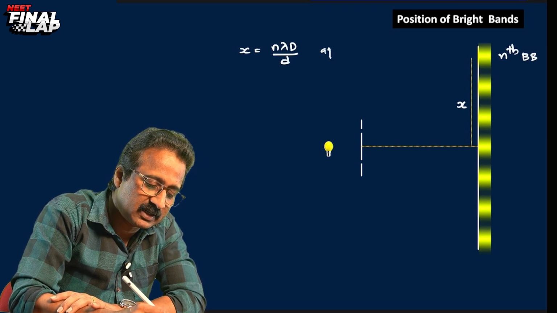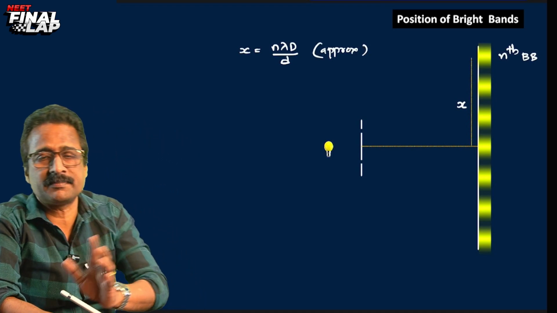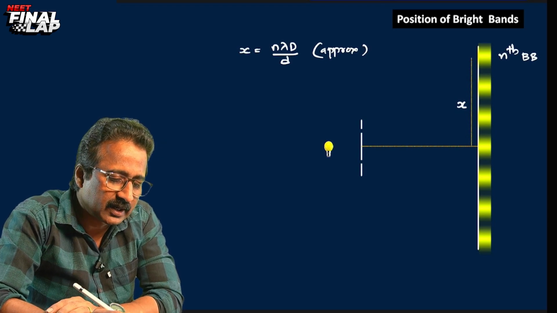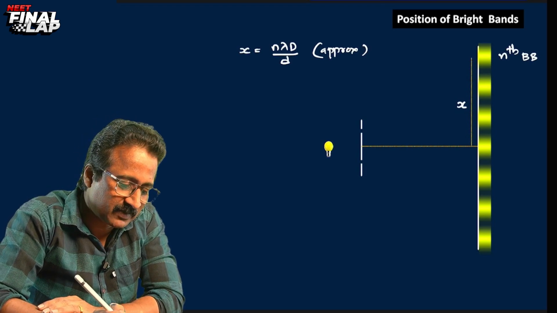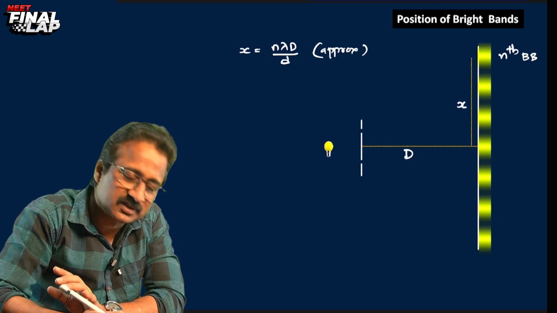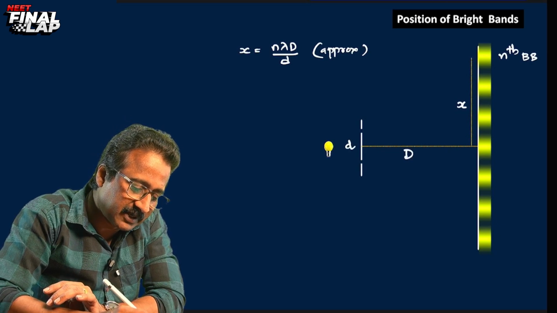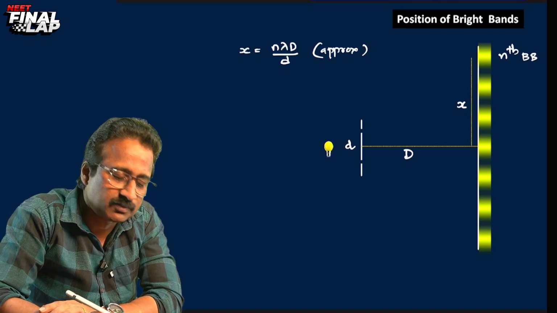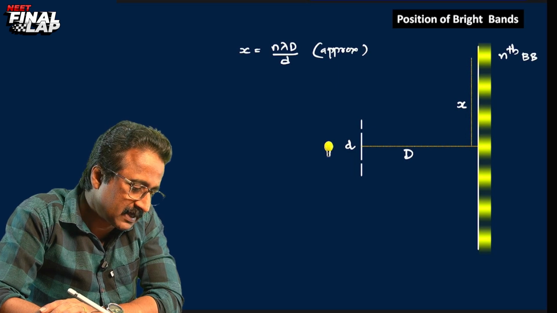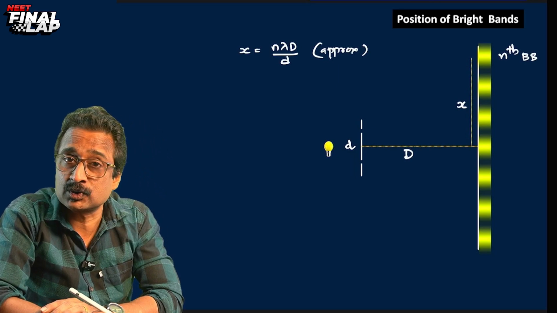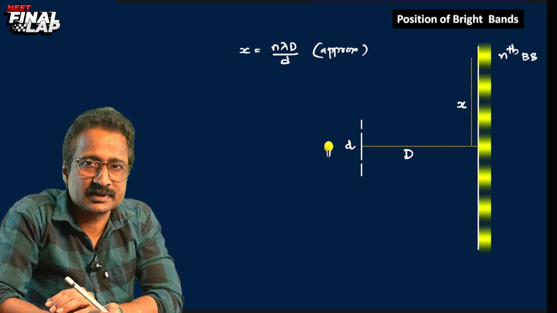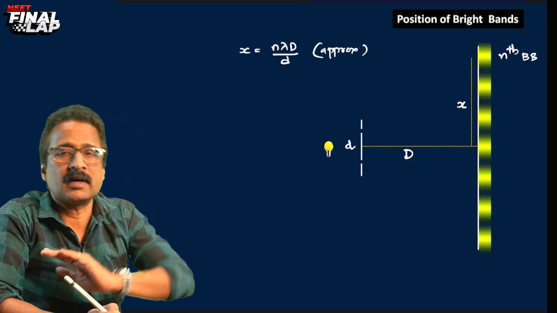But remember again, this is an approximate equation, because if the band is far away from the central band, this equation can give you certain errors. What is capital D? This distance is capital D. And the slit separation, that means the distance between the two slits, is small d. So what I have given you is an expression for finding the distance to the nth bright band. But the problem with the equation is that it doesn't give you much accuracy. It fails when the band is far away.